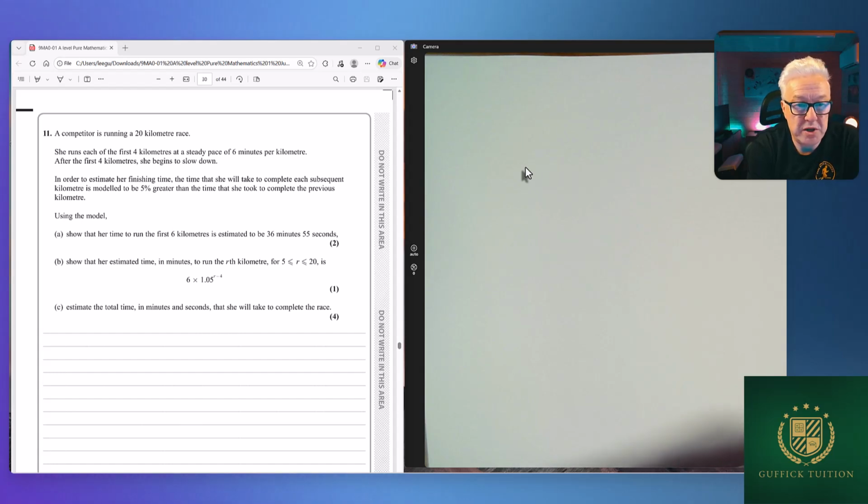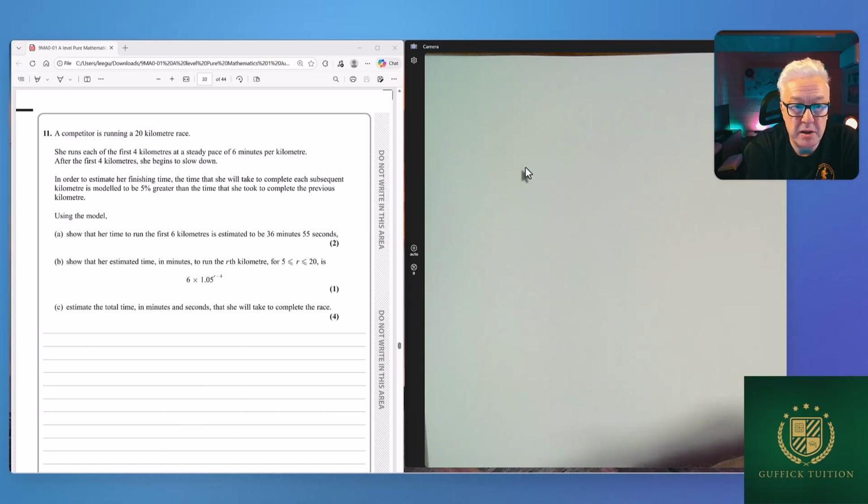Hello everyone, we've got a question here which looks like a geometric series. It says a competitor is running a 20-kilometre race. She runs each of the first 4 kilometres at a steady pace of 6 minutes per kilometre. After the first 4 kilometres, she begins to slow down.